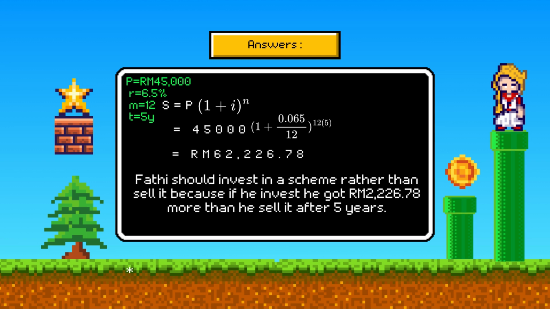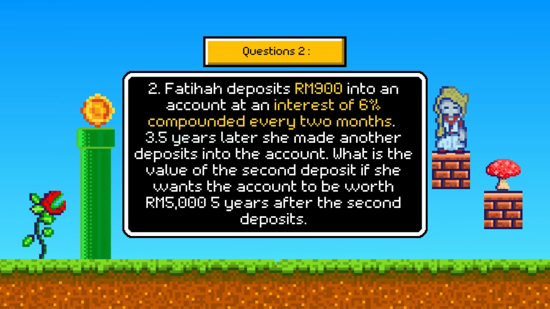So, the final answer is Fatih should invest in a scheme rather than sell it, because if he invests, he gets 2,226.78 ringgit more than if he sells it after 5 years.